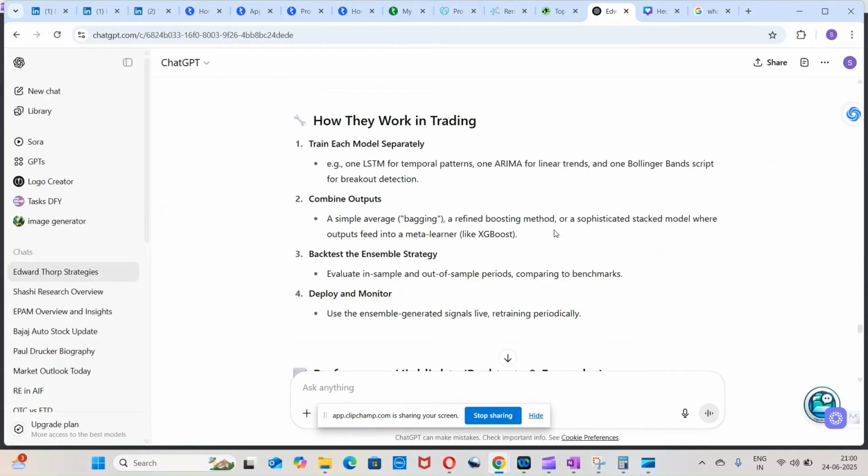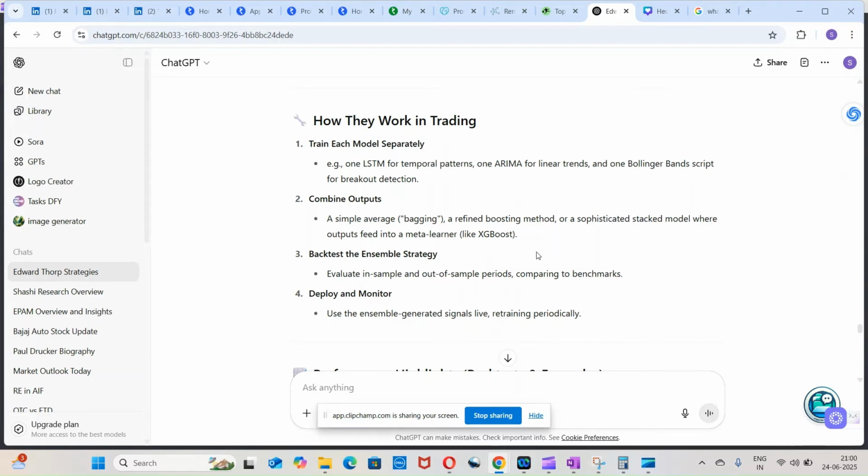And let's get back. So you train each model separately, and then you combine the outputs: simple average, bagging, with all of them running in parallel, and a refined boosting method running each one of them sequentially, and a sophisticated stacked model where outputs feed into a meta learner like XGBoost. That's what you could use to combine all these outputs from different models. Then you backtest this ensemble strategy, evaluate in sample and out of sample, and compare to benchmarks.